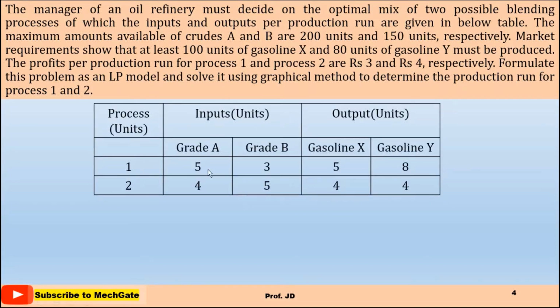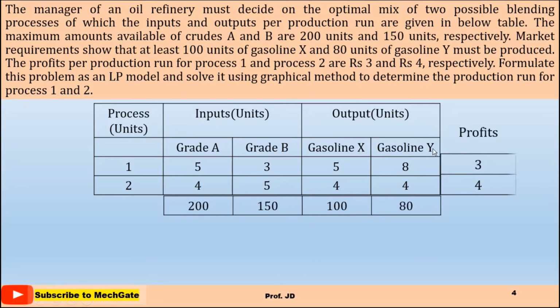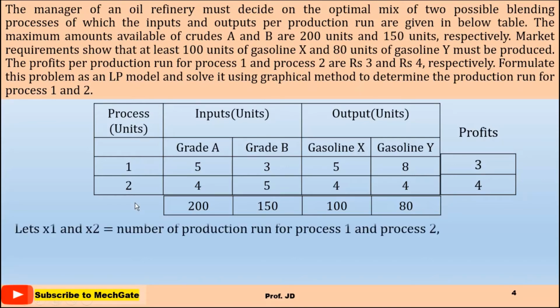For processes 1 and 2, the inputs of the blending process are grade A and grade B, and the outputs of the blending process are gasoline X and gasoline Y. The profits per production run of process 1 and 2 are given, that is 3 and 4, and the daily limits of input and output are given, that is 200, 150, 100 and 80. Let's assume the number of production runs of process 1 and 2 as x1 and x2. These are our decision variables, x1 and x2.